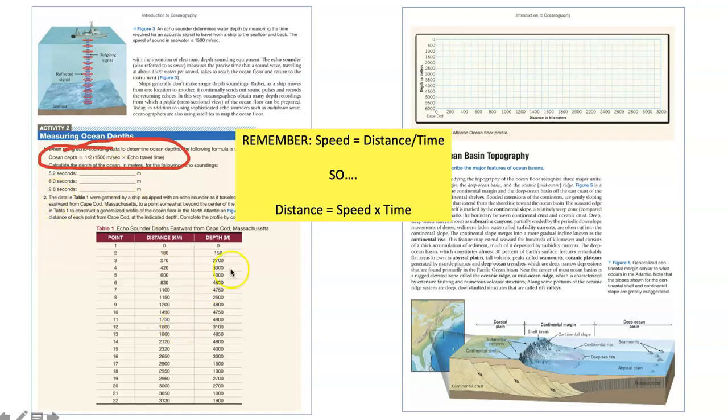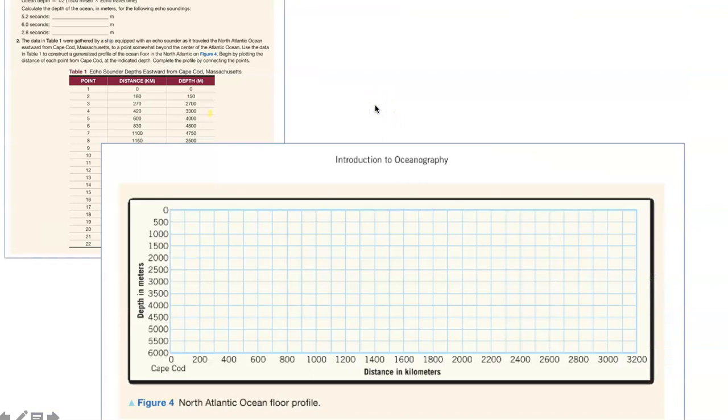The next thing you're asked to do is plot the depths given here on this chart over here. And these are the depths of the Atlantic Ocean as you go off the coast from Cape Cod, Massachusetts. So I'm going to blow this up so we can look a little more carefully, and I'm going to help you plot some of these.